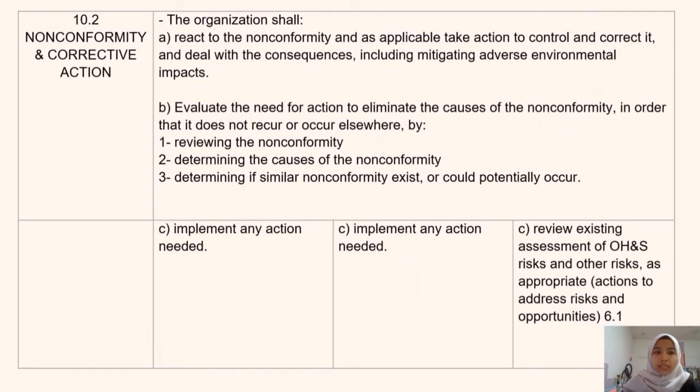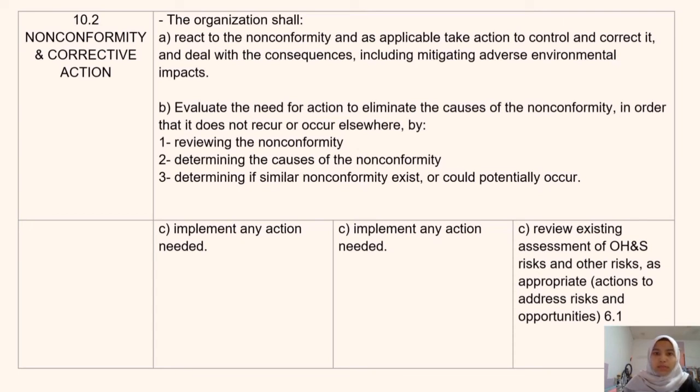Okay, next is 10.2, which is non-conformity and corrective actions. Actually, there are some similarities for these three ISO, whereas the organization shall react to non-conformity, or we can say failures, whereas we need to take action to control and correct it. And also we need to deal with the effects and mitigate adverse environmental impact. Next, we need to identify any action to remove the causes of non-conformities or failures by reviewing, determining the causes, and determining if similar nonconformities exist.